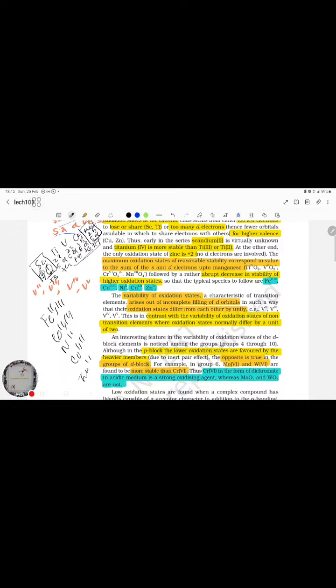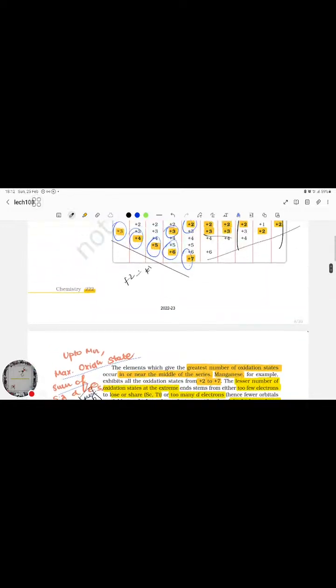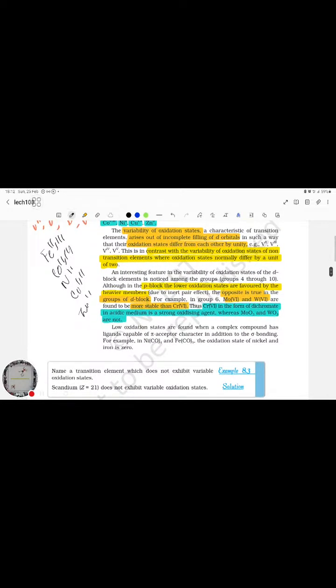So the higher oxidation states will become unstable as we go from the middle towards the near end. The variability of oxidation states, a characteristic of transition elements, arises out of incomplete filling of d orbitals. Okay, so we have seen the variation in oxidation states; now we look at the reason. It is due to the incomplete filling of d orbitals in such a way that their oxidation states differ from each other by unity, in contrast with non-transition elements, where the oxidation states normally differ by units of 2.